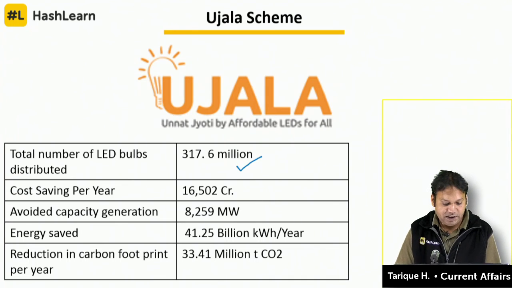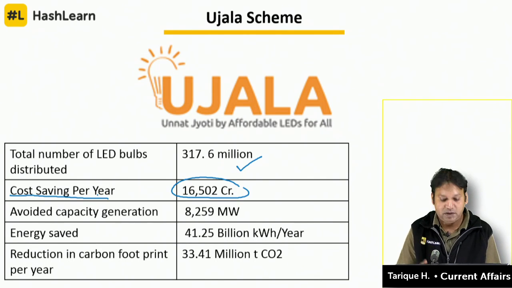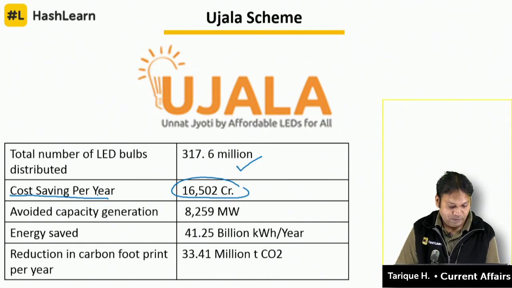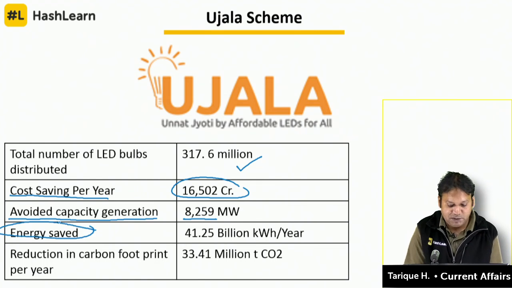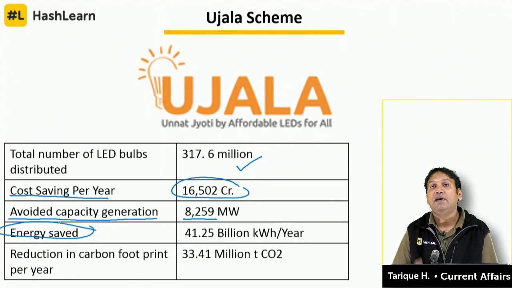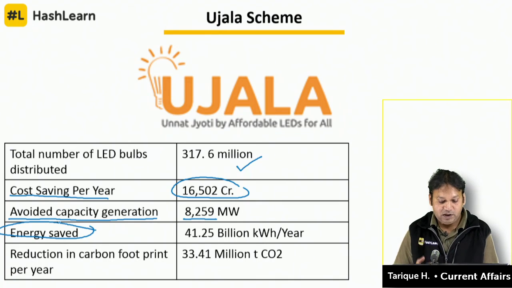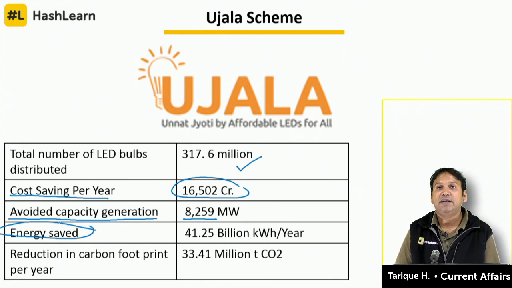317.6 million LED bulbs distributed. What is the saving? Cost saving per year, that we're saving because of saving power, 16,502 crores. Avoided capacity generation, this much power we did not have to generate, 8,259 megawatts. What is the total energy saved by this program? 41.25 billion kilowatts a year was saved because of Ujala scheme. Now that is something that you should applaud. You should understand what great vision this is, right? And that is why Prime Minister Modi was given the UN Champion of the Earth Award by the United Nations, because of what work he has done towards saving the environment.